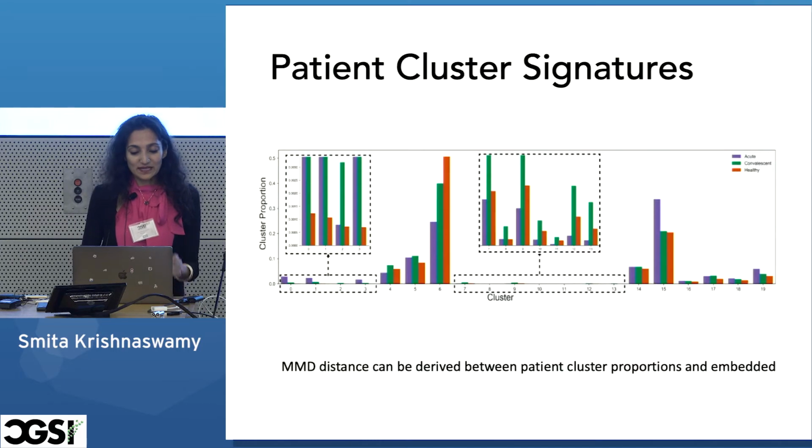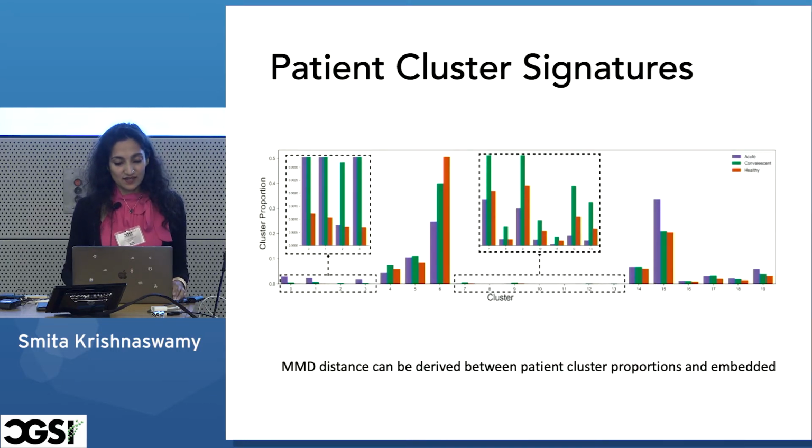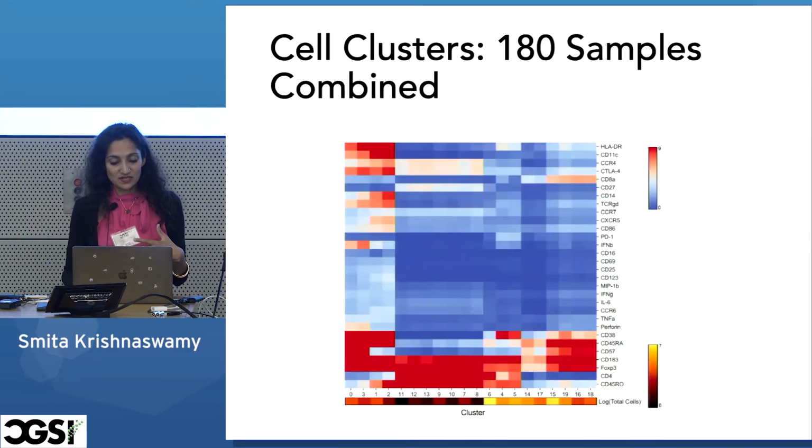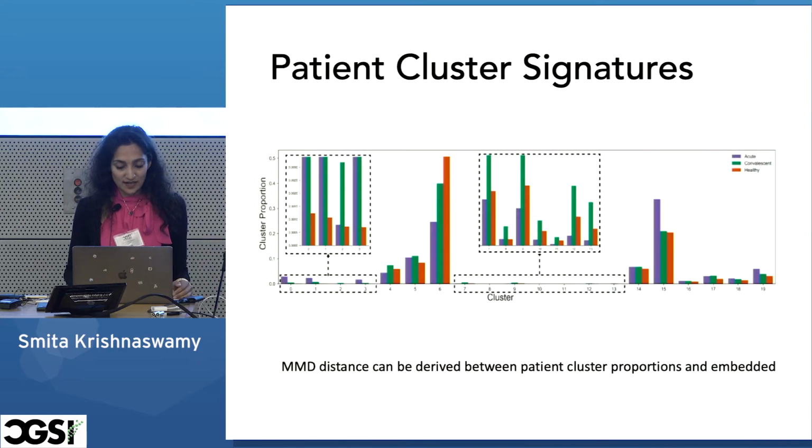And so we can come up with these signatures of the distance between these patients, and it turns out one interesting thing here is that gamma delta T cells, which people don't think of a lot, seem to be a sign of an acute infection or a recent infection that is sometimes undiagnosed, because these patients were all from India, so the medical care there varies.